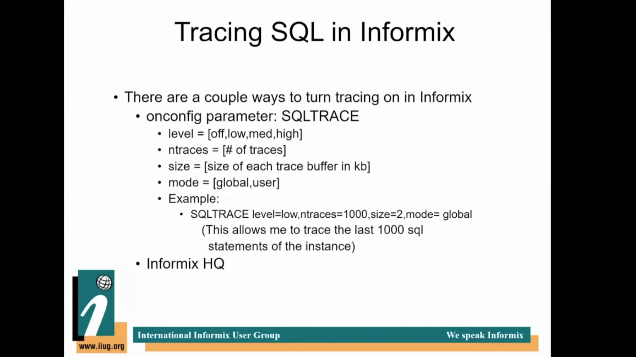So here's an example below. We're setting the SQL trace level of low with 1,000 traces, size of 2K, in the mode of global. So this allows me to trace the last 1,000 SQL statements of the instance. And with the SQL trace, once you fill up that 1,000, it'll go back and overwrite the oldest ones. So it doesn't grow, it stays at the same size based on the number of traces. And also with Informix HQ, you can monitor the SQL tracing.